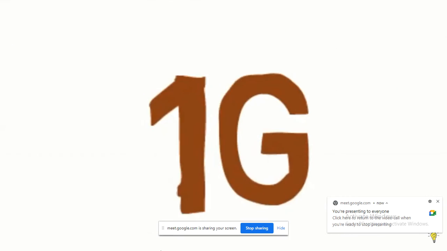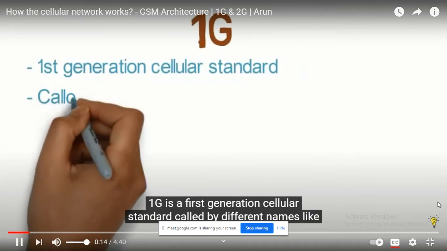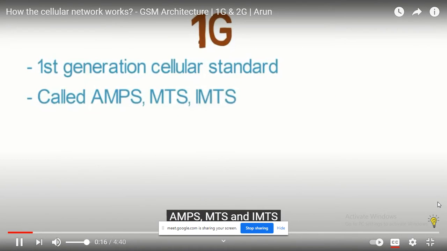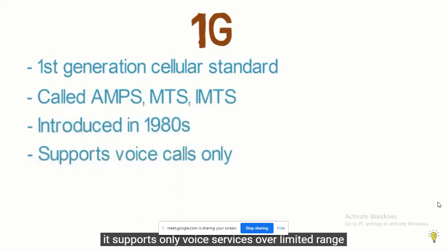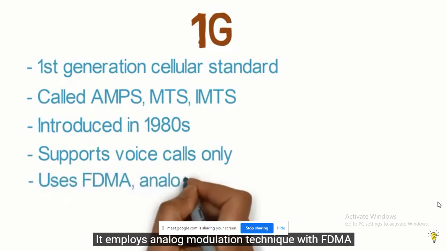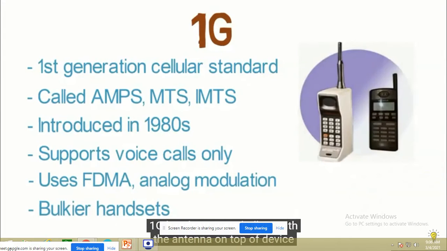Initially, it was 1G. 1G is the first generation cellular standard of called by different names like NPS, NPS, and IMPS. It was introduced in 1980s and it supports only voice services over the internet. It implements analog modulation technique to keep in use. 1G handsets were bulky with antenna on top of the laser.